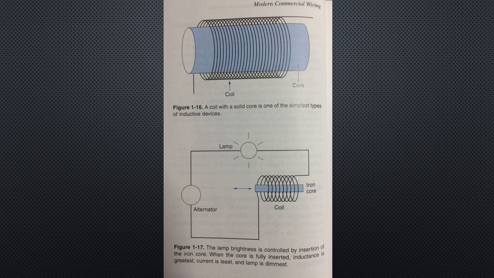Electricians working with lighting controls are familiar with the variable inductor, another name for a coil. As illustrated in figure 1-17, the lighting brightness is controlled by inserting or withdrawing the iron core. The coil has the least inductance when the core is withdrawn and the greatest inductance when the core is fully inserted. Current is greatest when inductance is the least.